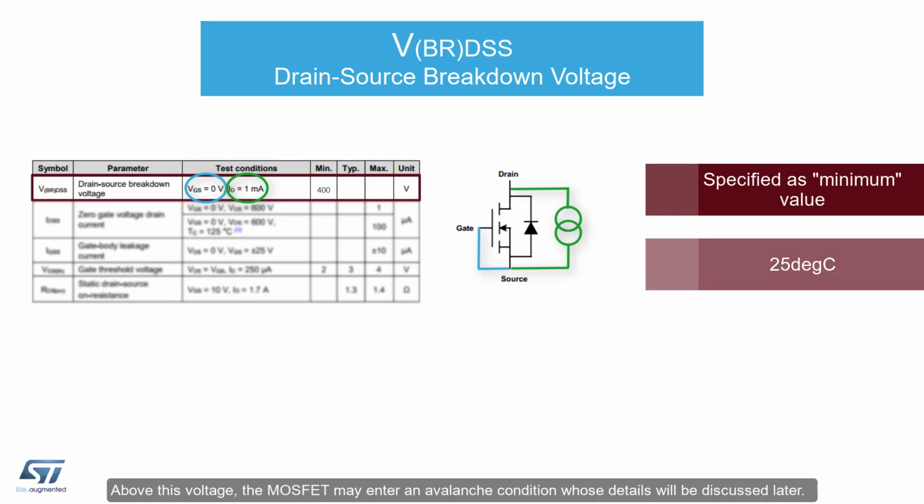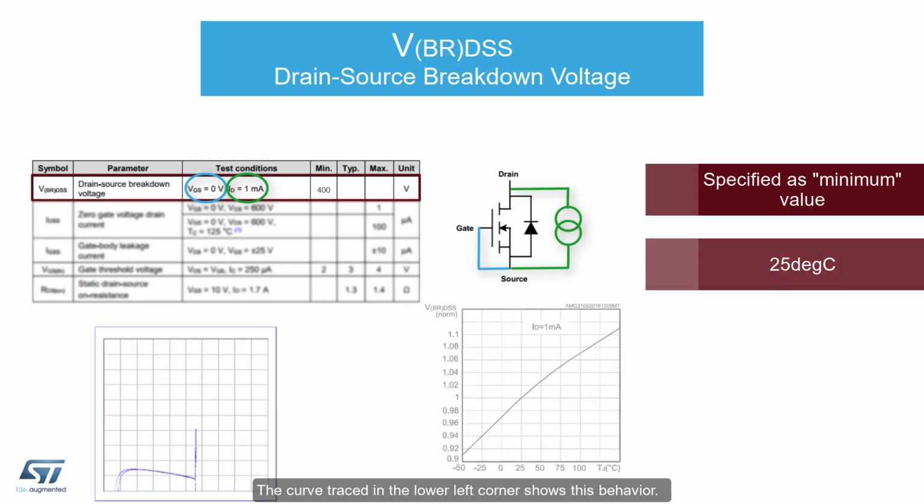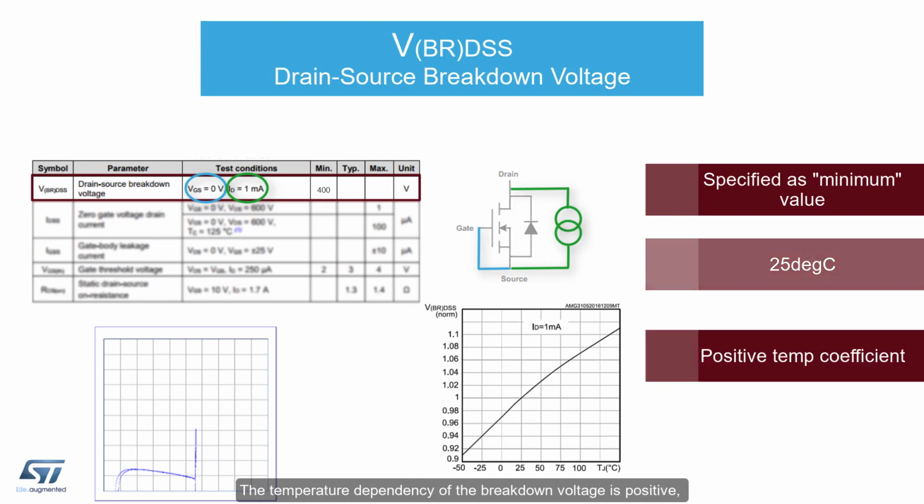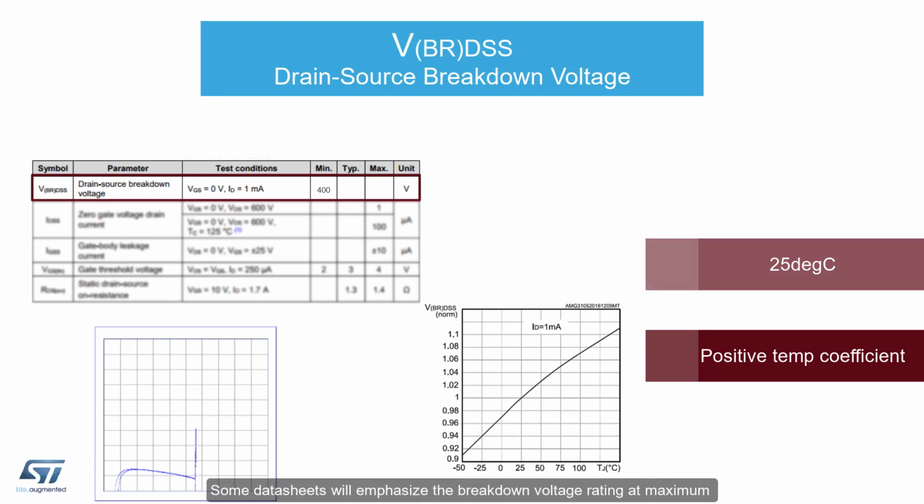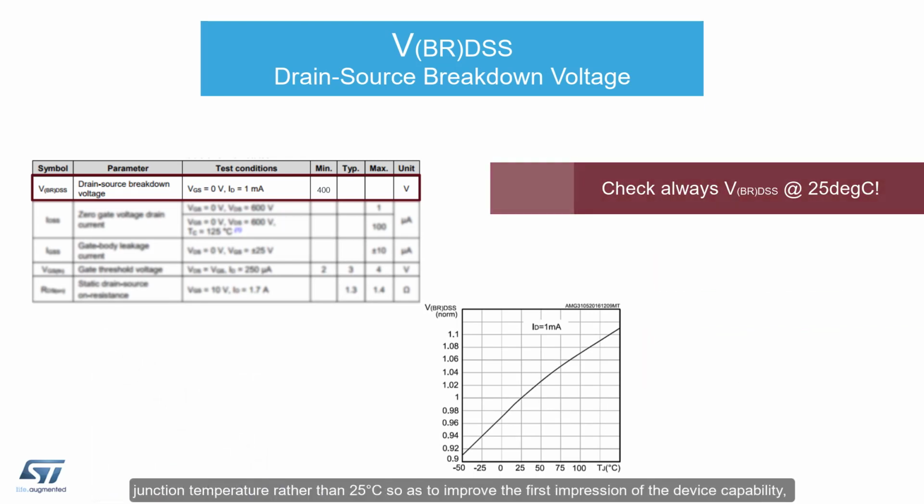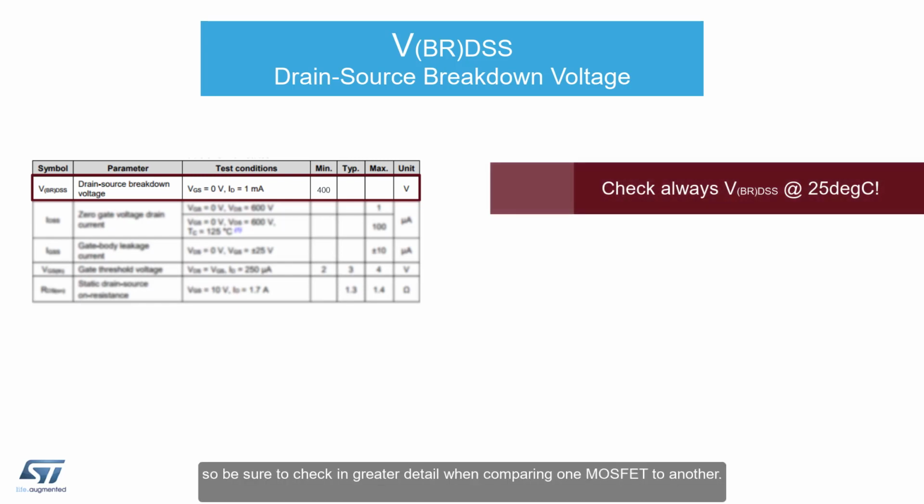Above this voltage, the MOSFET may enter an avalanche condition whose details will be discussed later. The curve traced in the lower left corner shows this behavior. The temperature dependency of the breakdown voltage is positive, so that as the junction temperature increases, so does the breakdown voltage, in a linear fashion, often up to an improvement of 10% or more at maximum operating temperature. Some datasheets will emphasize the breakdown voltage rating at maximum junction temperature rather than 25C, so as to improve the first impression of the device capability. So be sure to check in greater detail when comparing one MOSFET to another.